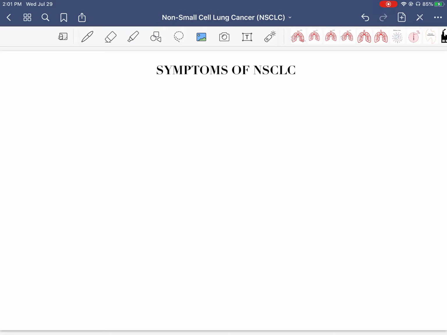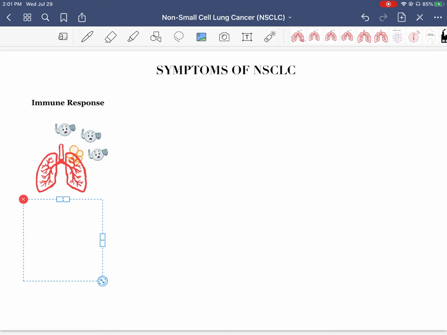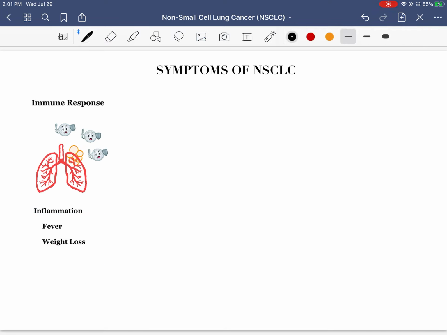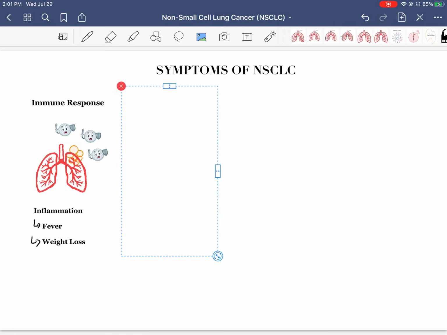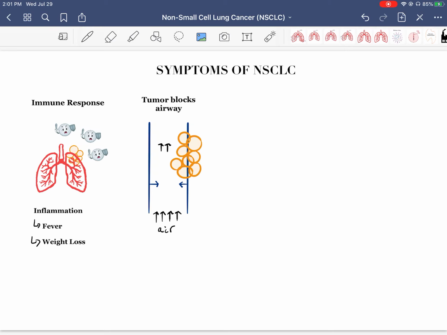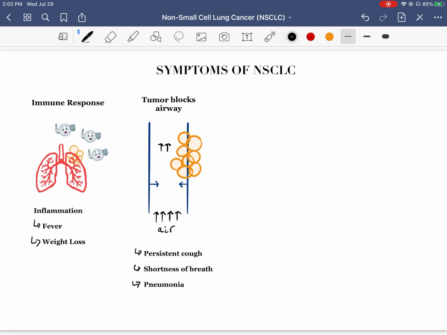The symptoms of non-small cell lung cancer vary and primarily depend on the size and location of the tumor. First, in response to the cancer cells in your body, your immune system launches a counterattack against these cells. This results in the release of cell signals that cause inflammation to help fight the invaders. This can cause symptoms such as fever and weight loss. If the tumor physically blocks your airway, this can cause symptoms such as a persistent cough, shortness of breath, and can eventually lead to pneumonia.